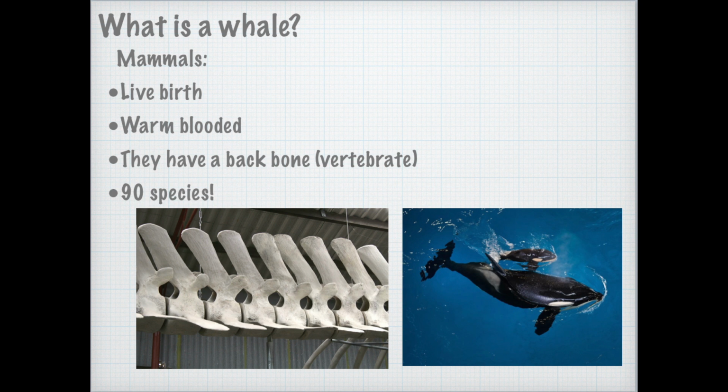And when you are a mammal, that means that you give live birth to young. It means that you are warm-blooded. It means that you have a backbone. So if we remember, animals with backbones are called vertebrates. So reach around, you guys can feel your backbone or your spine, which means that we're mammals as well, and we have backbones as well. And whales, there are also 90 different species of these guys.